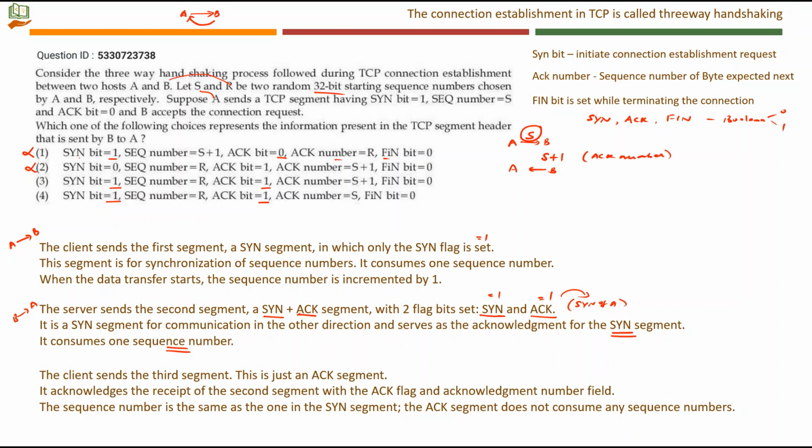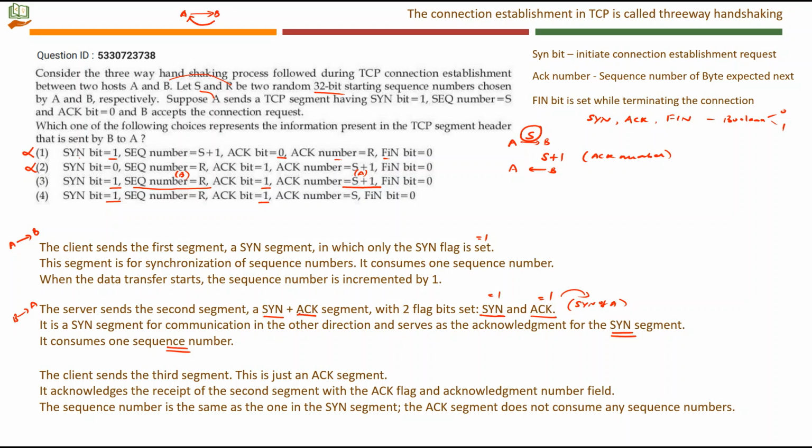So where do you find the value S plus 1 here? Only in option 3, since it says it consumes one sequence number. So what does consuming sequence number mean? We can say the sequence number is incremented by 1. In that way we can take this to be S plus 1. And what about the sequence number of B? It is R. So this sequence number is actually present here. This is B's sequence number and this is A's sequence number that is incremented by 1.